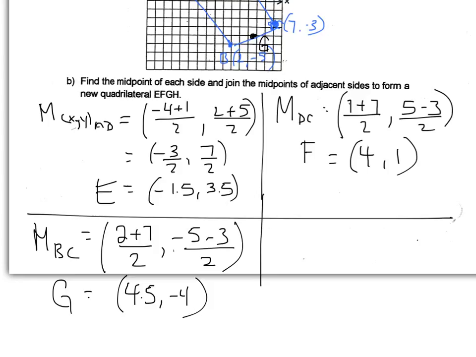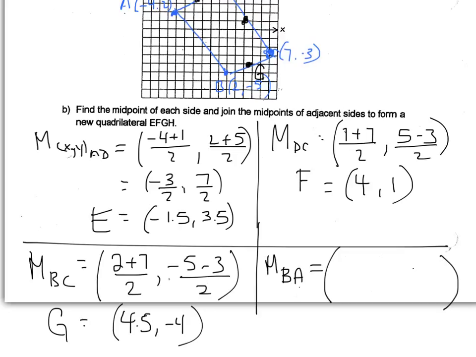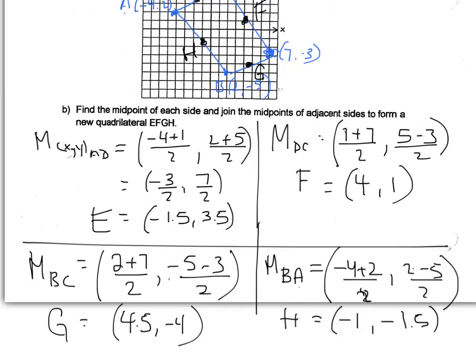Point G. And finally, the midpoint of line segment BA or AB is the average of the two x's and the average of the two y's. So -4 plus 2 divided by 2 and 2 plus -5 divided by 2. So -1 and -1.5. We'll call that point H. So let's plot point H, and then let's join those midpoints to form a new quadrilateral. So 1, -1.5 is approximately right there. That would be H. Here we have F, G, and E. So let's connect them and form a new shape.